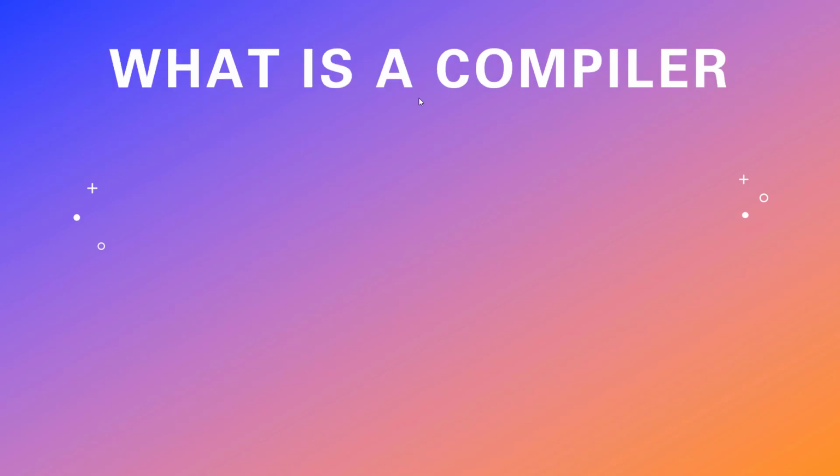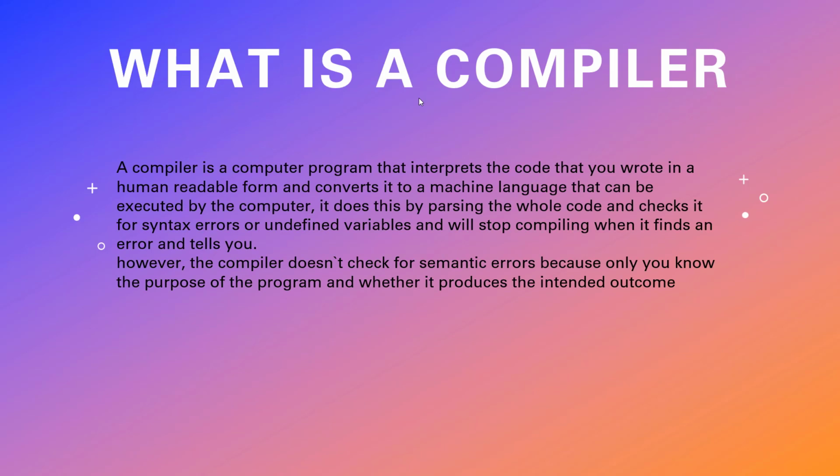The compiler is a computer program that interprets the code that you wrote in a human-readable form and converts it to a machine language that can be executed by the computer. It does this by parsing the whole code and checks it for syntax errors or undefined variables, and will stop compiling when it finds an error and tells you. However, the compiler doesn't check for semantic errors because only you know the purpose of the program and whether it produced the intended outcome or not.